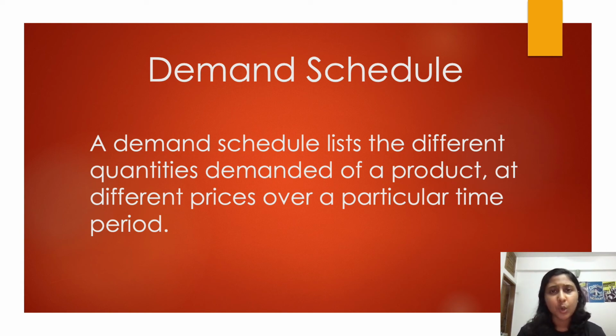So in the previous video, we learned about what demand actually is and how demand and price are inversely related, and what individual and market demand are. But today, we will be starting off with what a demand schedule is. A demand schedule is a schedule which lists the different quantities demanded for a product at different prices over a particular time period, which is very simple. It's just a list of the quantities demanded of a product at different prices over a particular time period.